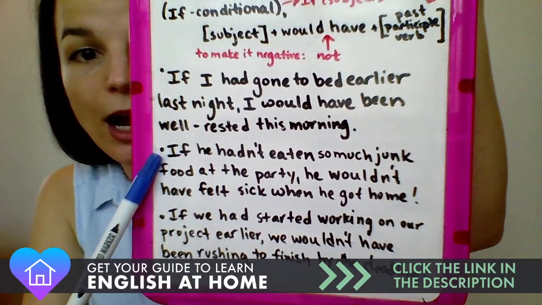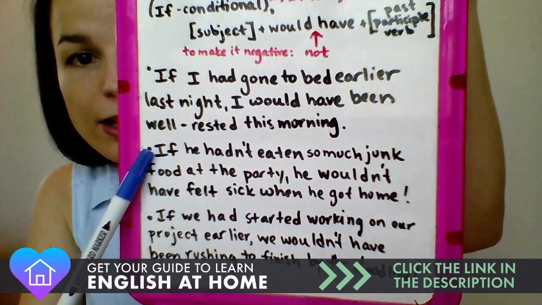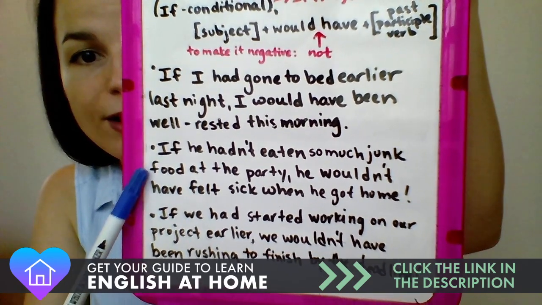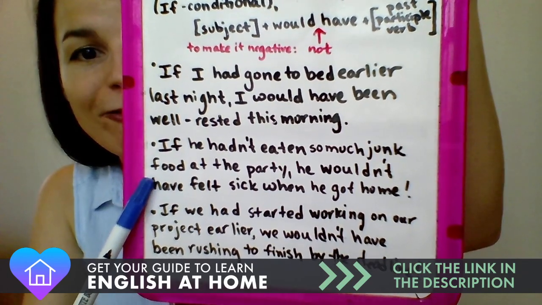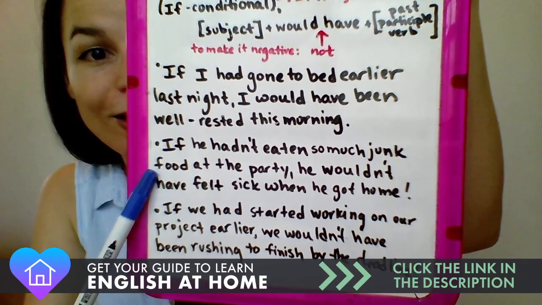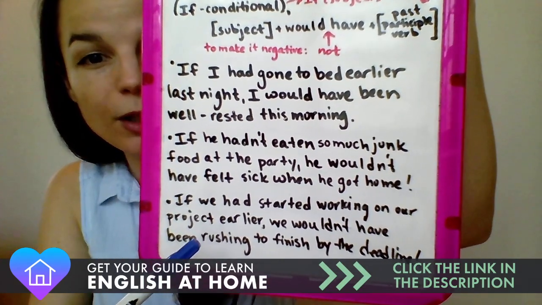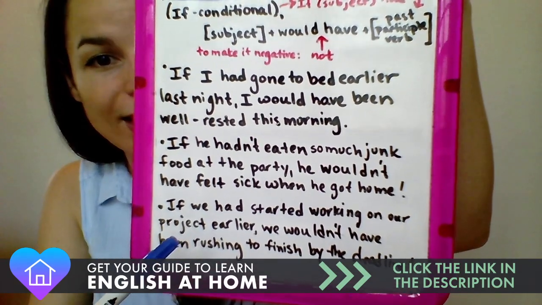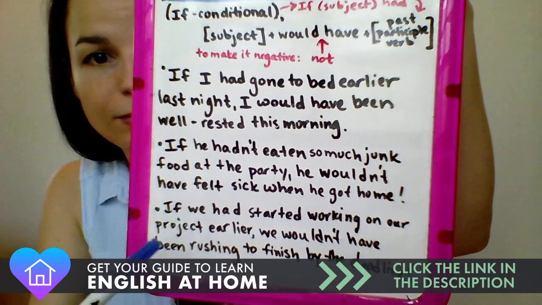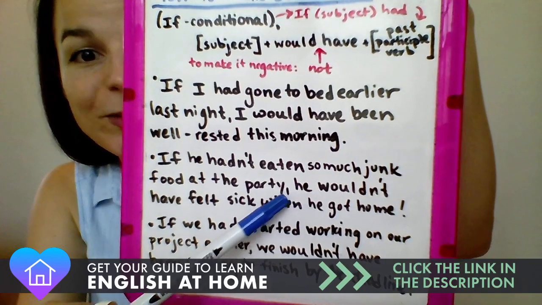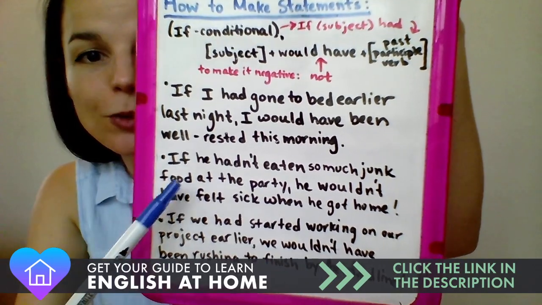I'll read it one time first. If he hadn't eaten so much junk food at the party, he wouldn't have felt sick when he got home. Once more, if he hadn't eaten so much junk food at the party, he wouldn't have felt sick when he got home. So here's my if conditional, from if to the comma. There's my introduction to the situation.